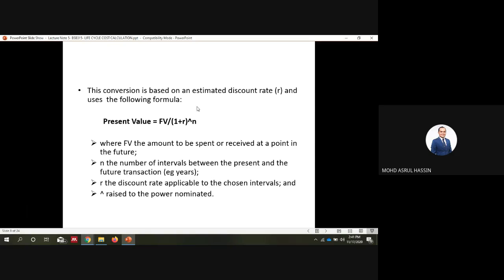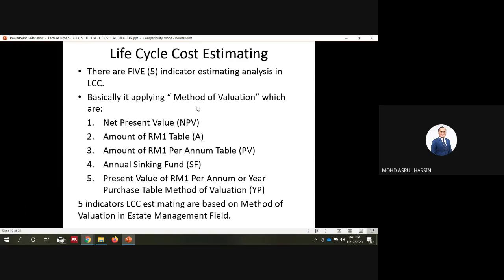Okay, so life cycle costing estimating. Basically, we have 5 indicators for estimating analysis in LCC. Number one, net present value (NPV). Number two, amount of RM1 table A, and then amount of RM1 per annum table PV, annual sinking fund SF, and then number five, present value of RM1 per annum or year purchase table method of valuation.